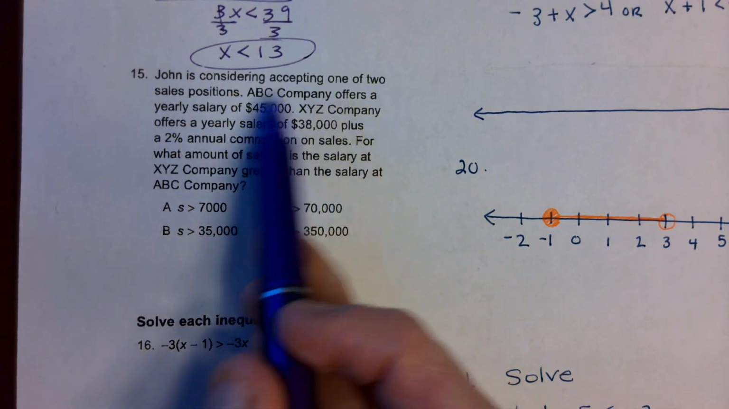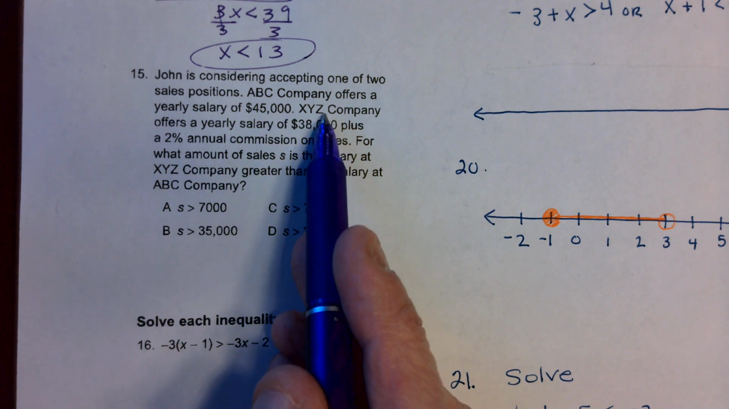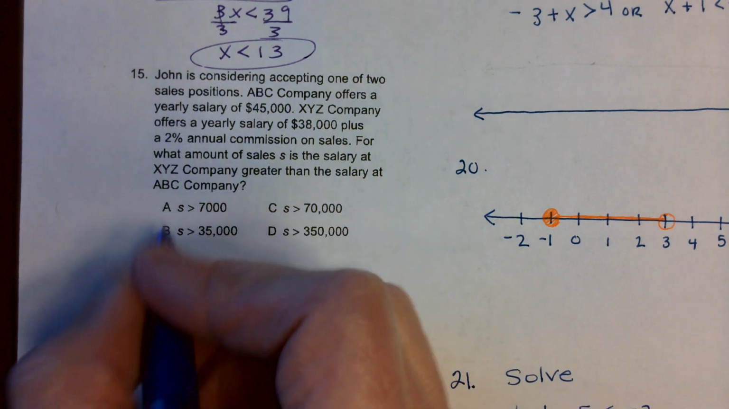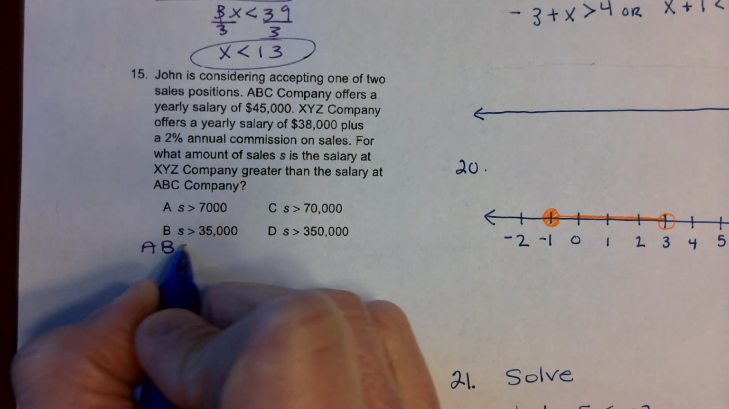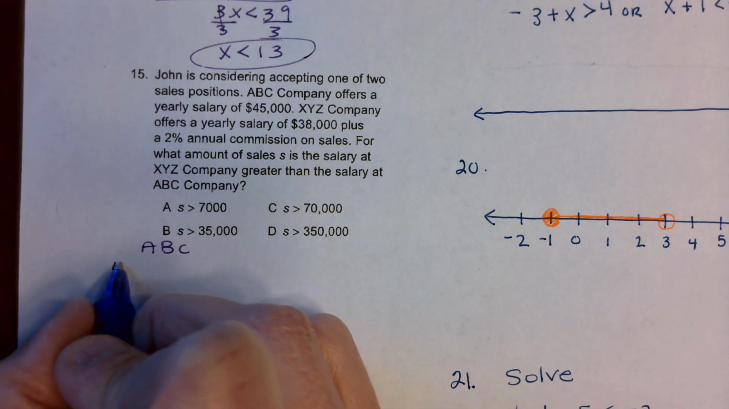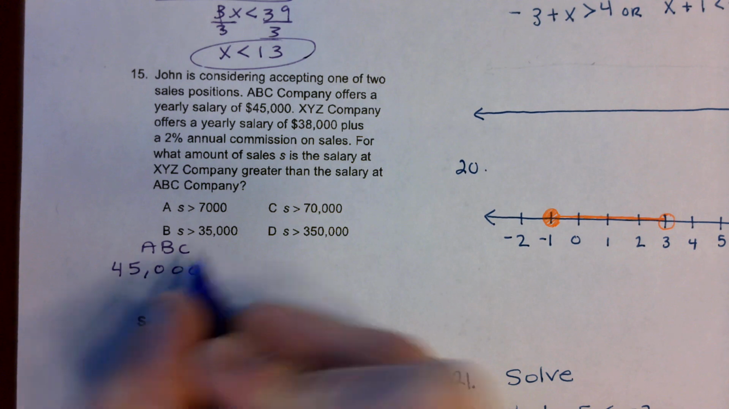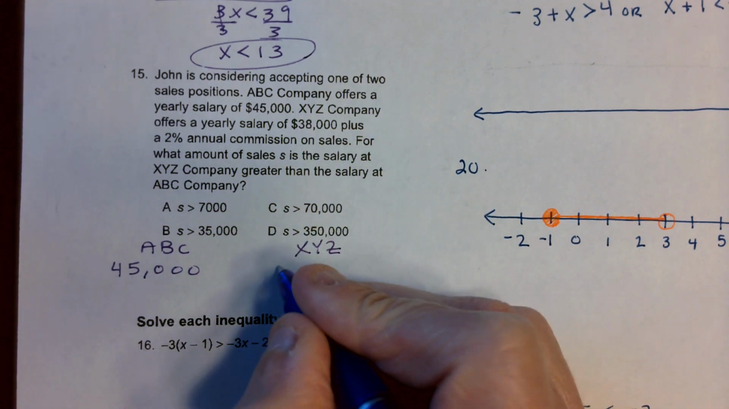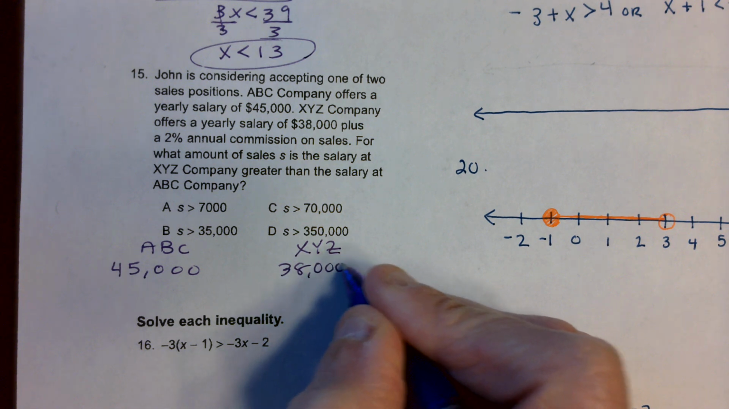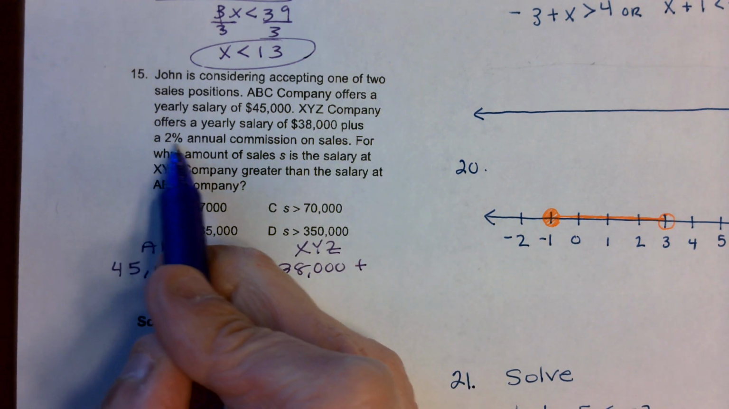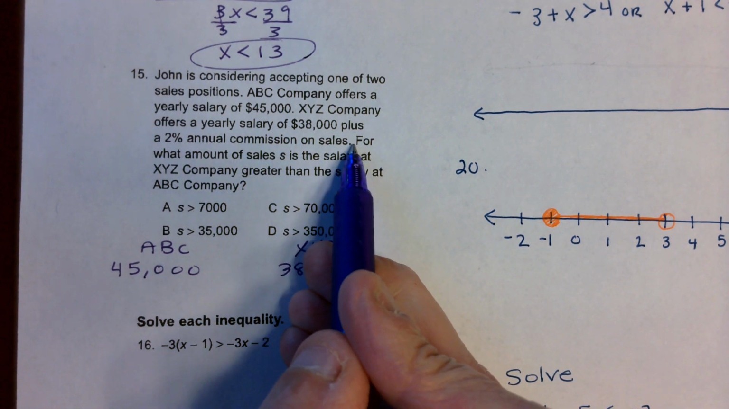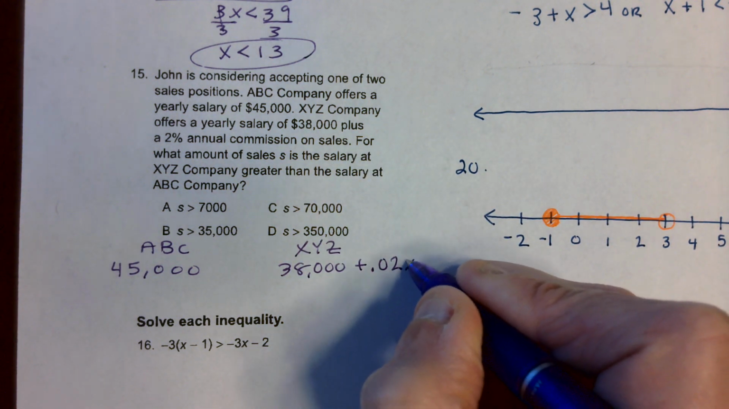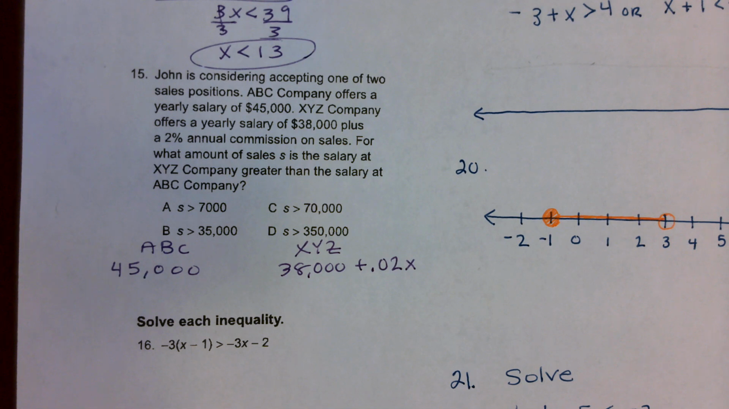John's considering accepting one of two positions. I've talked to you about how to lay these out. So they're talking about comparing two different things. We've got the ABC company, which offers a salary of $45,000. So organize it. And then you've got the XYZ company, and they offer $38,000 plus what else? 2% annual commission on sales. So 0.02 on. I'm just going to use x for sales instead of S.